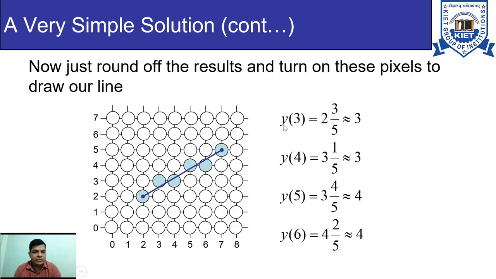You can see that at x equals 3, the value of y is coming around 3, at x equals 4 the value of y is coming around 3, for x equals 5 the value of y is 4, and for x equals 6 the value of y is 4. And we are rounding the values. Now just round off the result and turn on these pixels to draw our line.